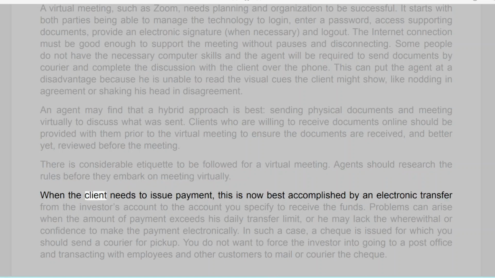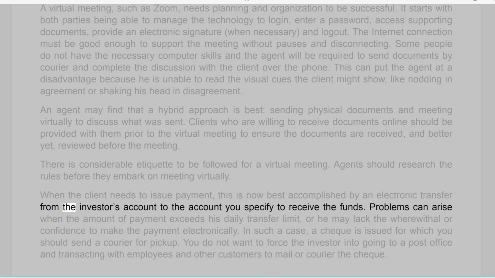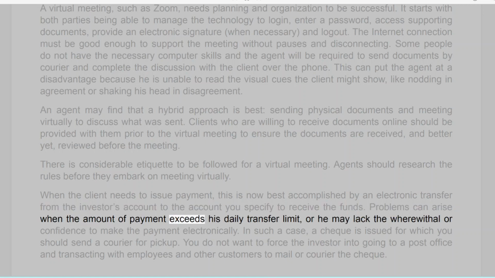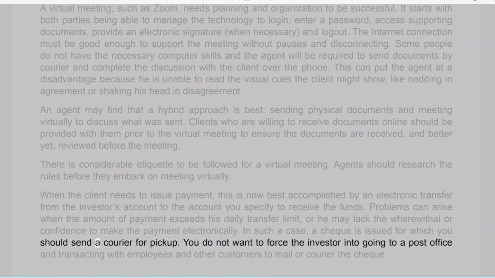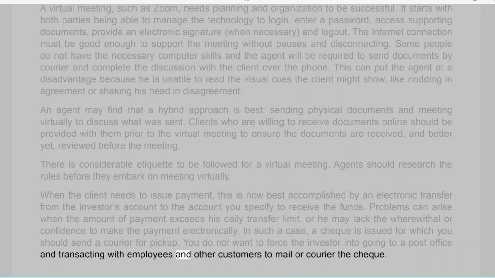When the client needs to issue payment, this is now best accomplished by an electronic transfer from the investor's account to the account you specify to receive the funds. Problems can arise when the amount of payment exceeds his daily transfer limit, or he may lack the wherewithal or confidence to make the payment electronically. In such a case, a check is issued for which you should send a courier for pickup. You do not want to force the investor into going to a post office and transacting with employees and other customers to mail or courier the check.